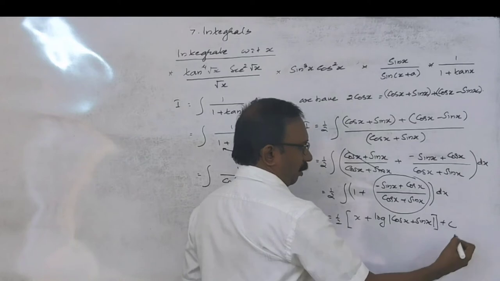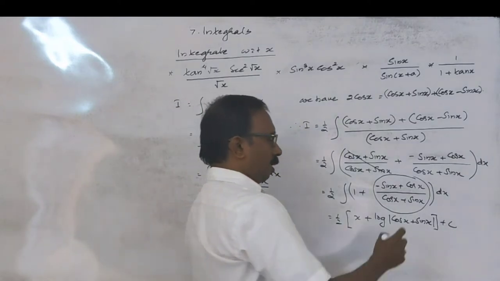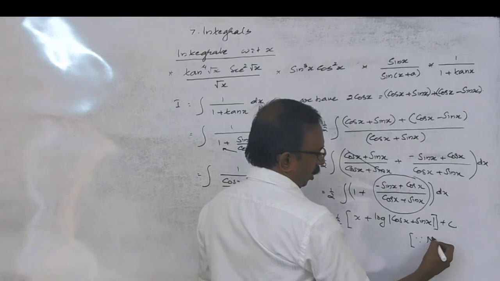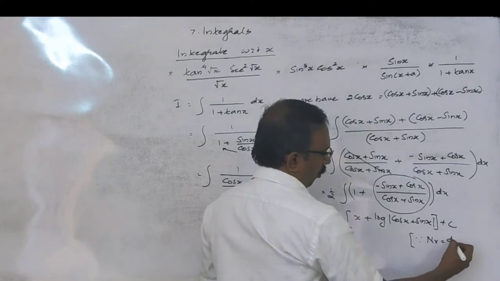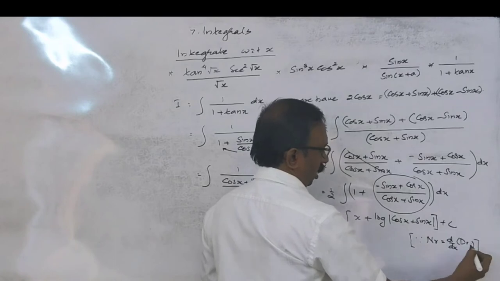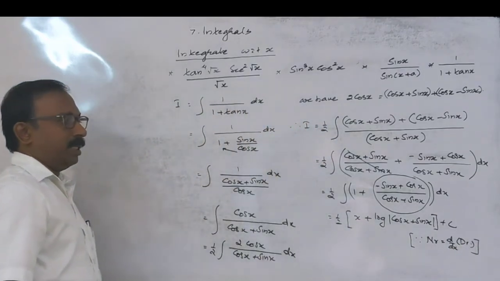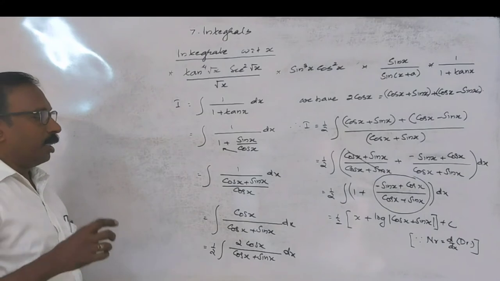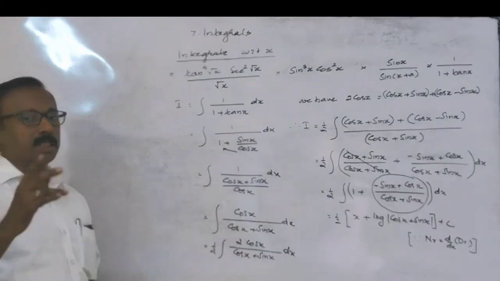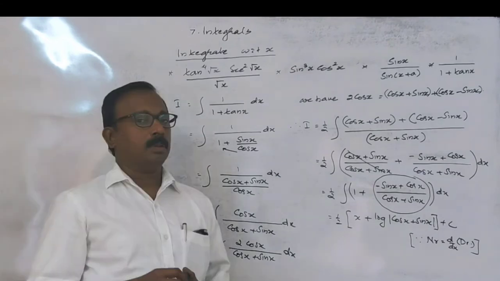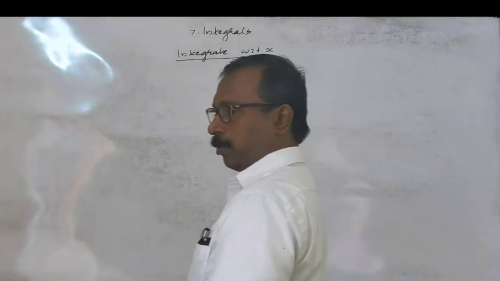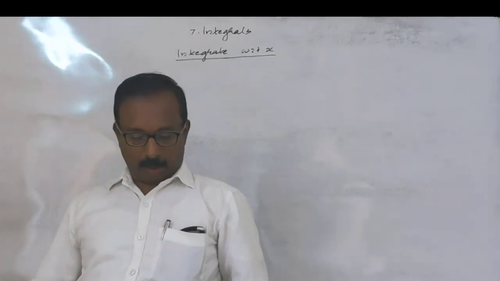plus c. For type 3 corollary, since the numerator is equal to d by dx of the denominator, that is, the numerator minus sin x plus cos x is the derivative of cos x plus sin x, we can write it as log of the denominator, isn't it? Exercise 7.2.